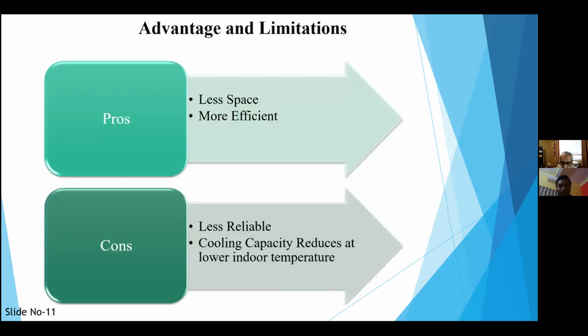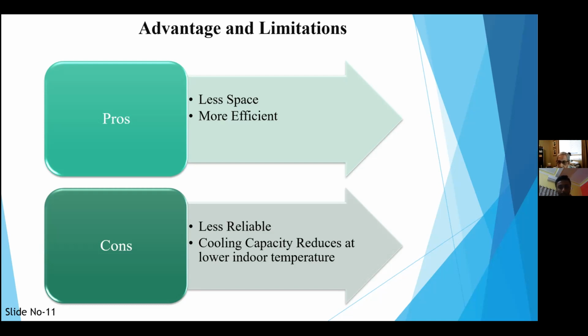So the next is the advantages and limitations of the VRF system. Actually, the VRF system needs less space because it has one outdoor unit but multiple types of indoor units. So less space is required. And the most important thing is that the VRF system does not use a normal compressor. We use an inverter compressor, because the normal compressor RPM is fixed. The inverter compressor RPM is not fixed. If the load is increasing, then the speed also increases, and if the load is decreasing, the speed also decreases.